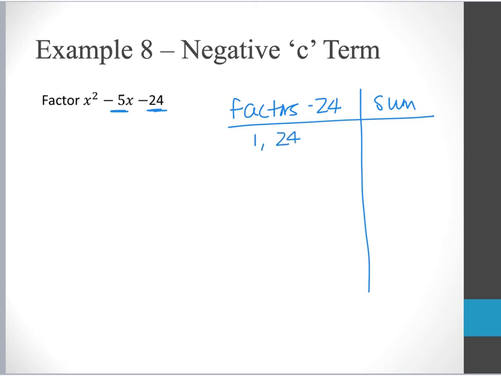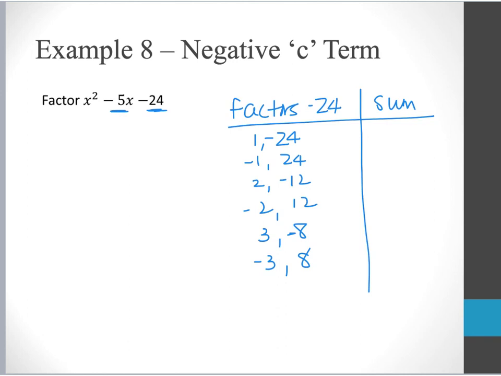So 1 and negative 24, negative 1 and 24, 2 and negative 12, or sorry, negative 2 and a positive 12. We'll have 3 and 8, and negative 3 and a positive 8. And actually, the more you do of these, the quicker you're going to start to see these. So I'm actually going to stop right there because I think I have enough.